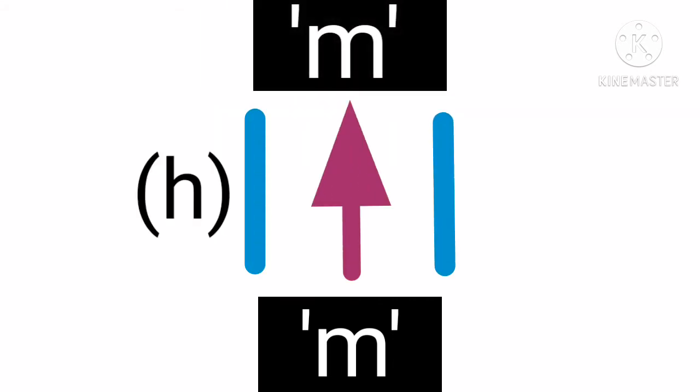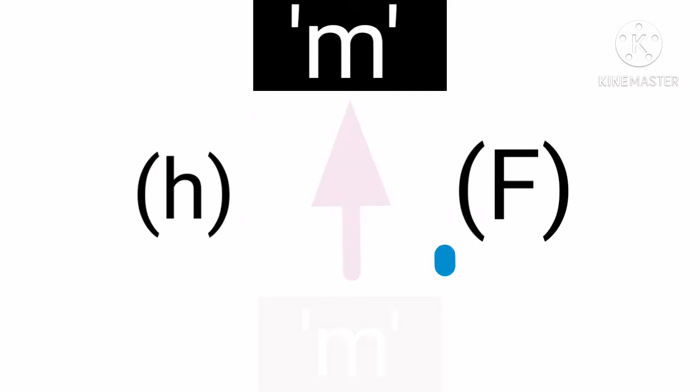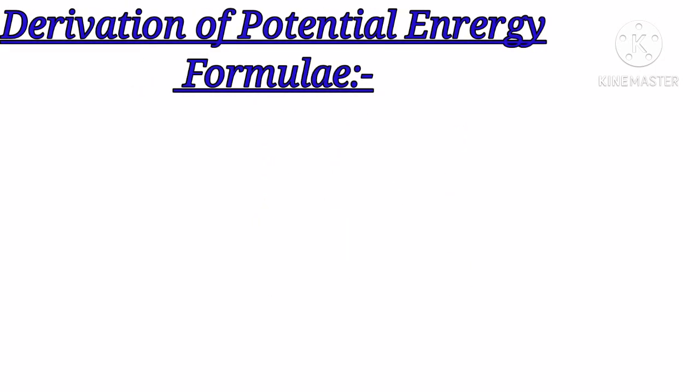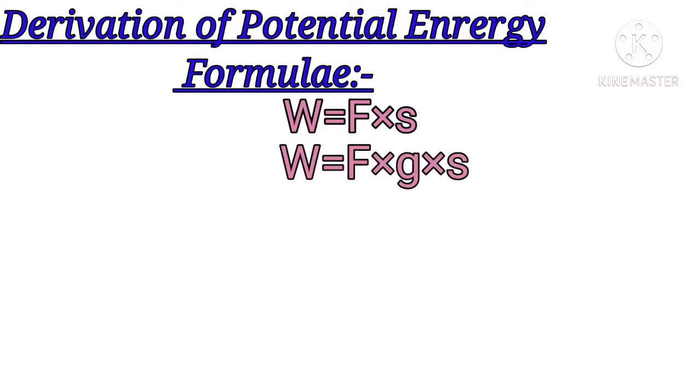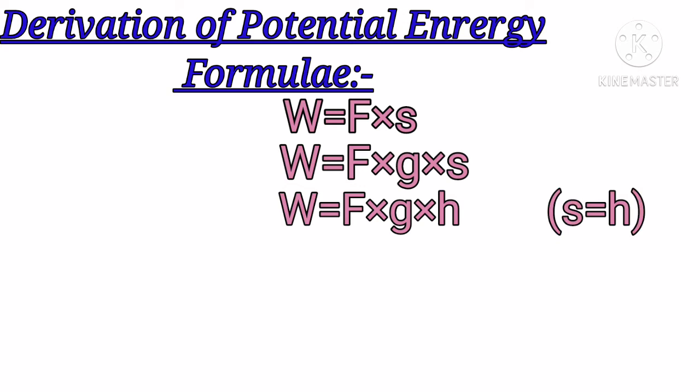Let a body of mass m be situated on the ground. Let it be lifted to a height h by a force F. From this diagram we can obtain that work done by the force W is equal to F into S. Friends, remember that force is always due to gravitation. So we can write force into gravitation into displacement. According to our diagram, height is equal to displacement of the object. So we can write F into g into h.